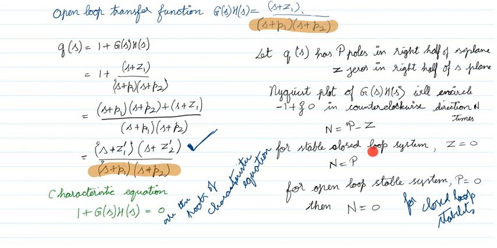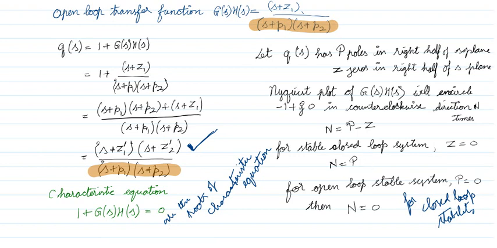For example, I am taking the next case. If the closed loop system is stable, what is the meaning? Characteristic equation roots should be in the left side. That is the closed loop stability condition. What are the characteristic equation roots? They are nothing but the zeros of q of s. So I said z is zeros in the right half of the s plane. No zeros in the right side, all should be in the left side. Then only the closed loop system is stable. So z is 0. So n equal to p.